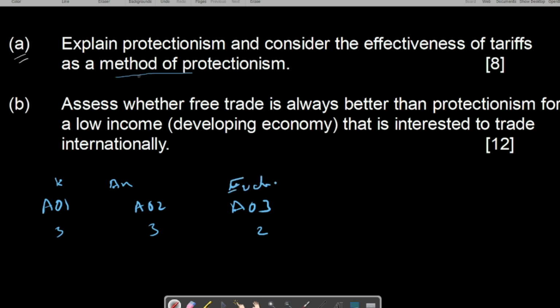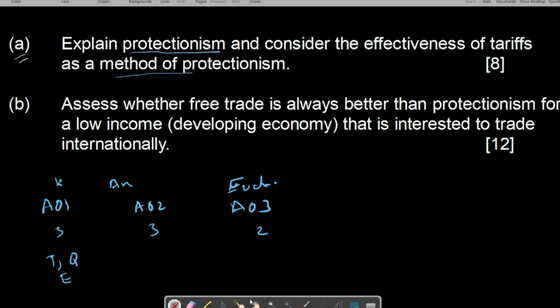Right, so first of all, for the knowledge point, you have to define what protectionism is. So you will say that protectionism refers to the government policies that aim at reducing the volume of imports and protecting local young industry from international competition. And then you will have to further extend a little discussion of protectionism. As assessment objective 1, you will say that protectionism includes policies like tariff, quota, and embargo.